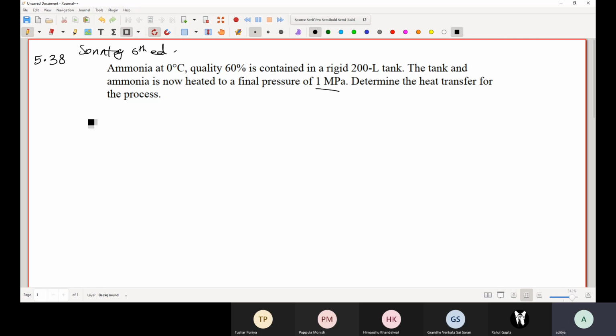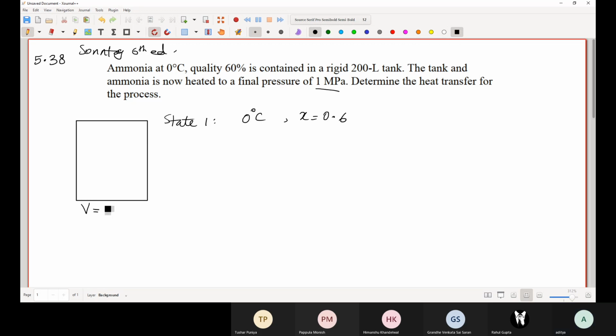Okay, so let us draw a tank, and inside this tank we will write down state 1, it is 0 degrees Celsius and x equal to 0.6. Additionally, it is given that this volume is 200 liter. State 2, it is given that the pressure is 1 megapascal and nothing else. So effectively we have to determine the heat transfer in the process.